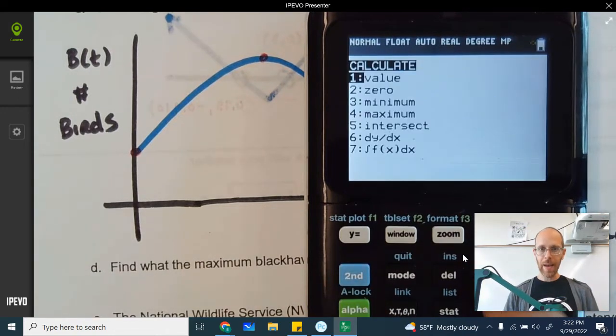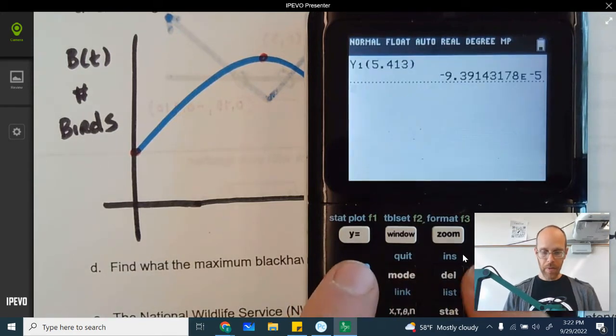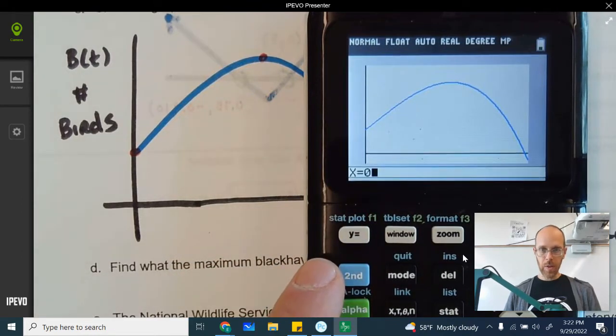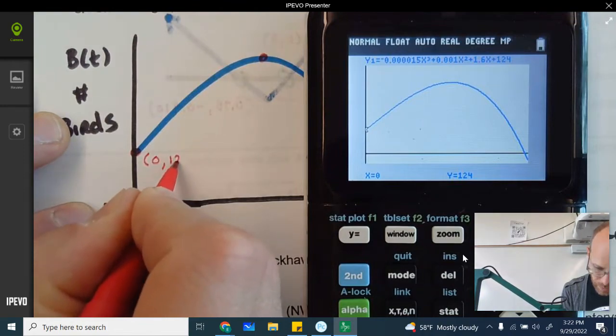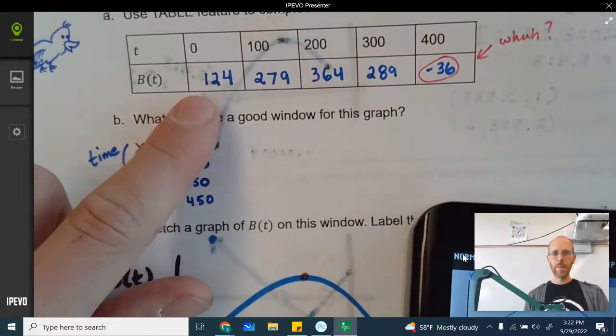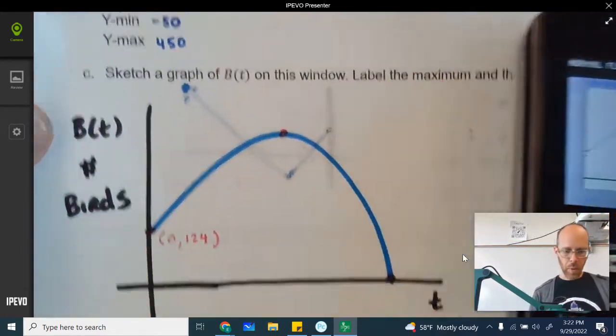So second calc, value 0. Once again, that was second calc number 1 value. Enter 0, and that would be 0 comma 124. And oh, didn't we already know that because we filled out the table right here? Right. Okay.